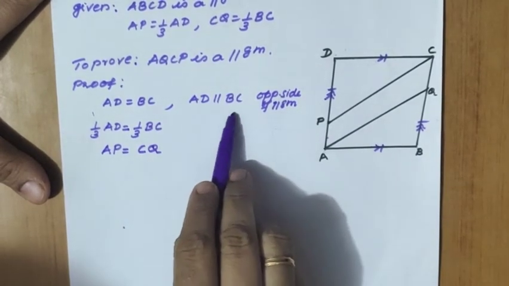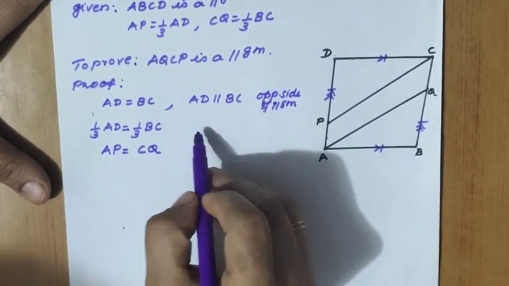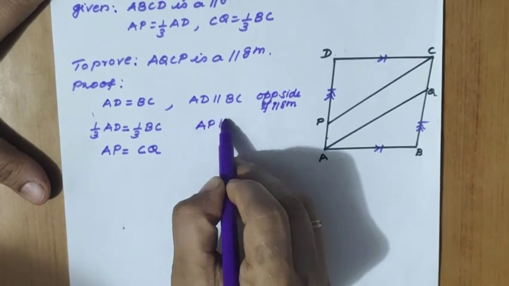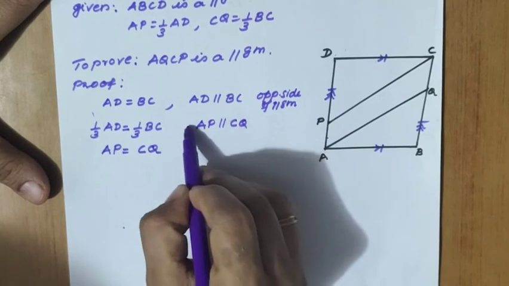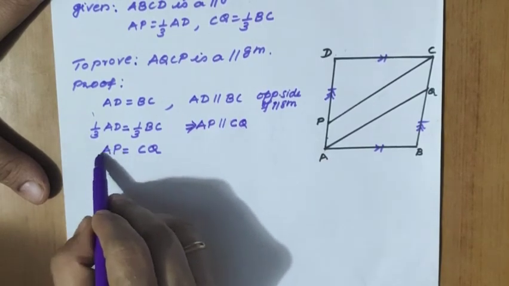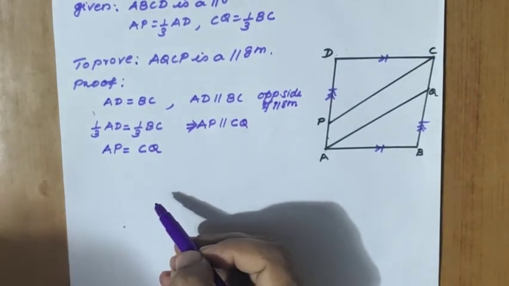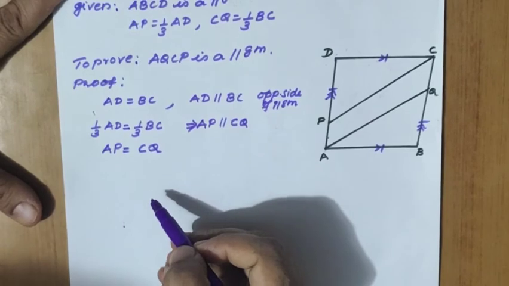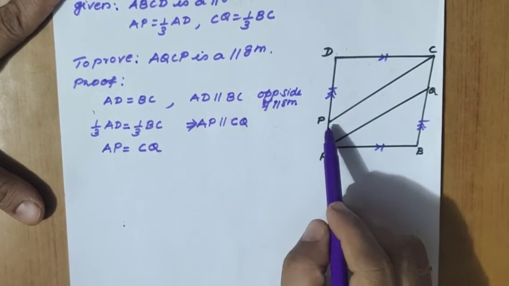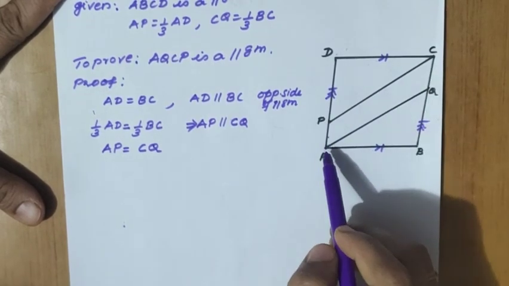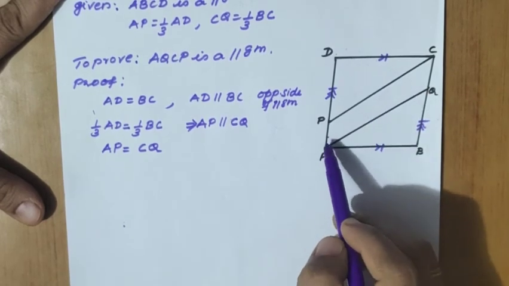Now AD parallel to BC. Now AP is a part of AD only, right? So what we can write, AP parallel to CQ, which is a part of BC. So AP parallel to CQ. Now here AP equal to CQ, we got AP parallel to CQ. So that means how many pairs of opposite sides are equal and parallel? One pair of opposite sides is equal and parallel. In which quadrilateral now? AQCP. Either I have to say in this order AQCP or we have to say APCQ.